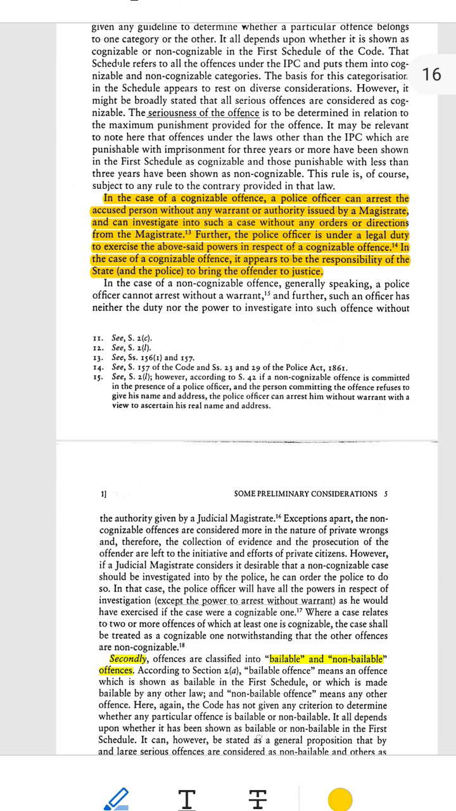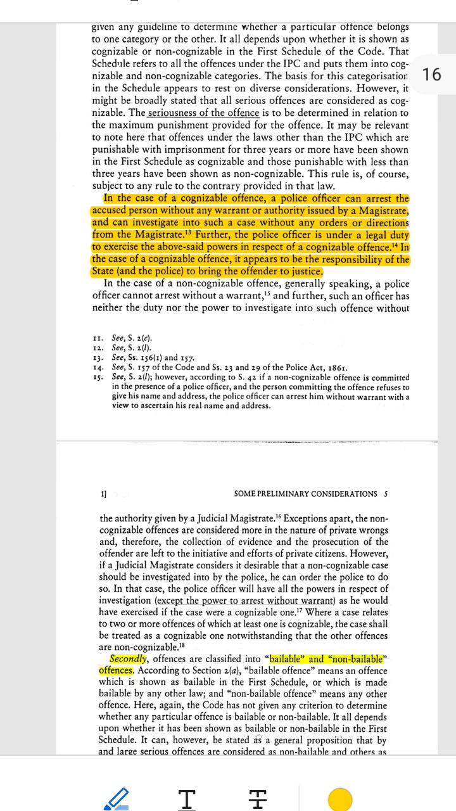Who is responsible for justice? In cognizable offences, it is not just the victim's problem. The state government and the police are responsible for taking action. This is because these crimes affect the whole society, not just one person.